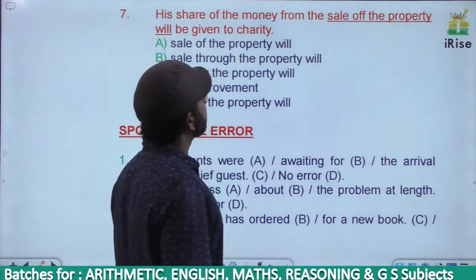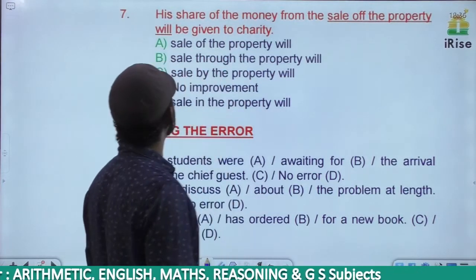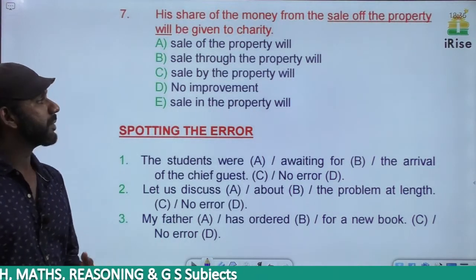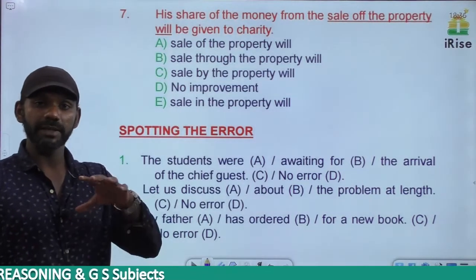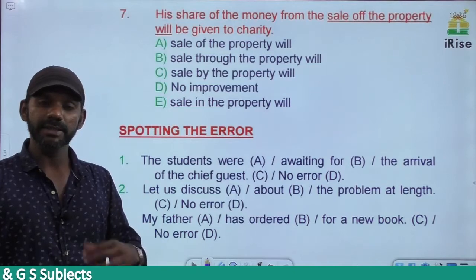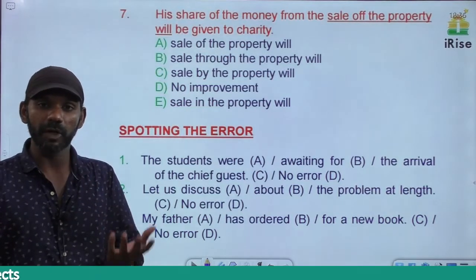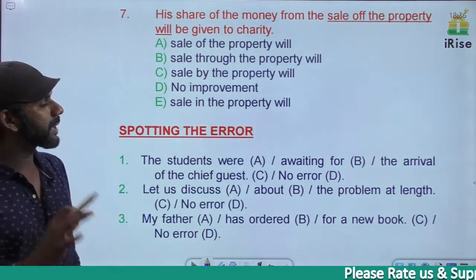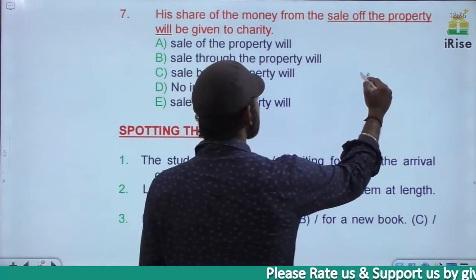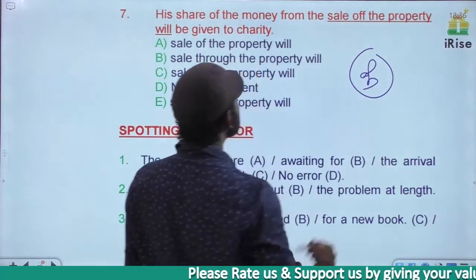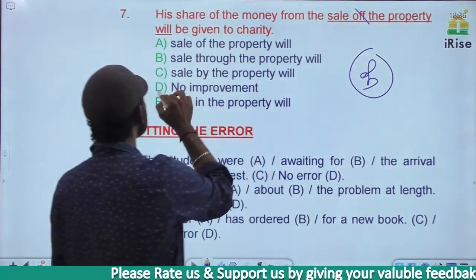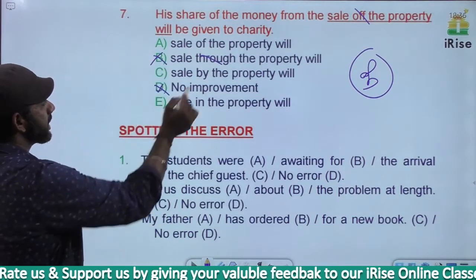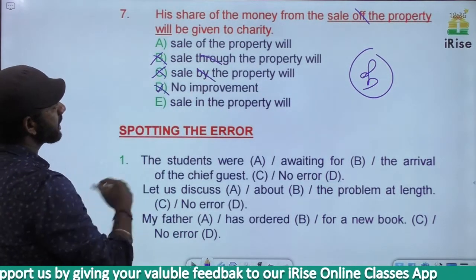His share of the money from the sale of the property will be given to charity. The sale of the property, of means coming to an end. The meaning of this statement is the sale belongs to the property or the property possesses the sale. And the preposition that is used to show possession is of. Based on that, the given sentence is eliminated. Sale through the property eliminated. Sale by the property eliminated.